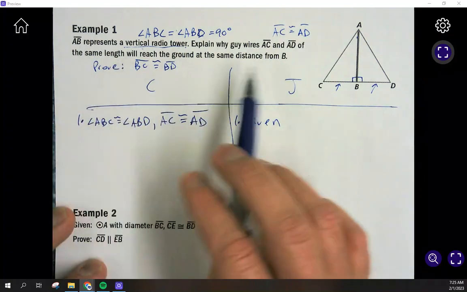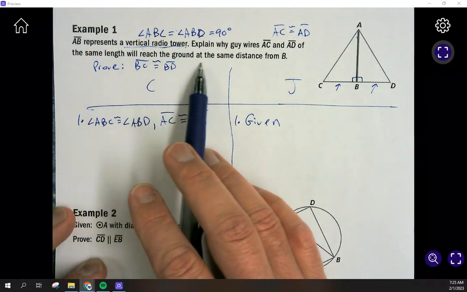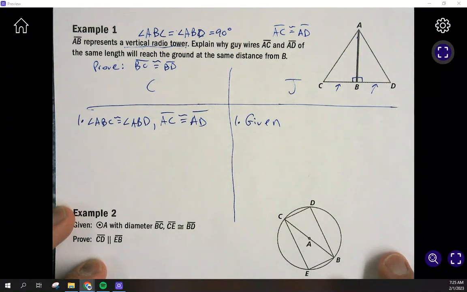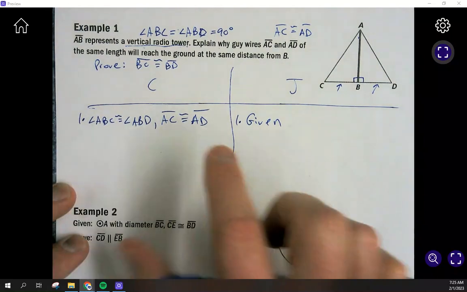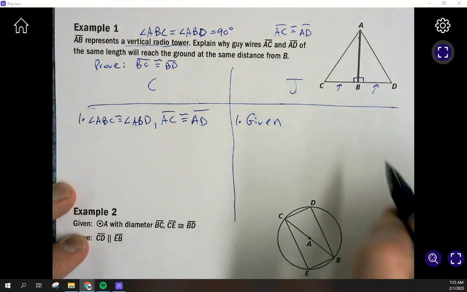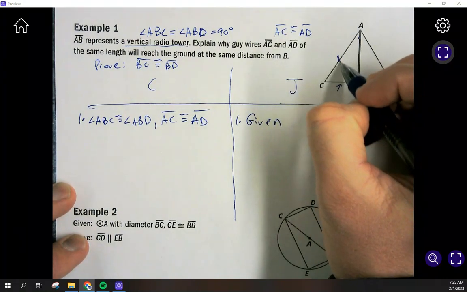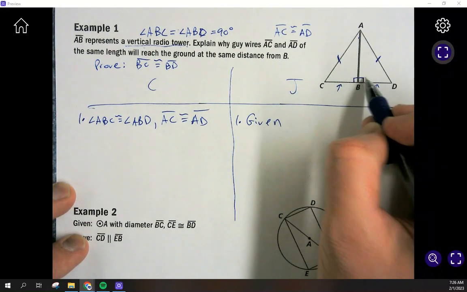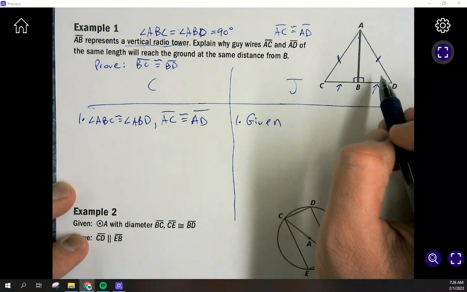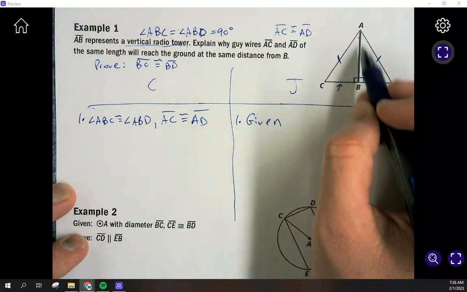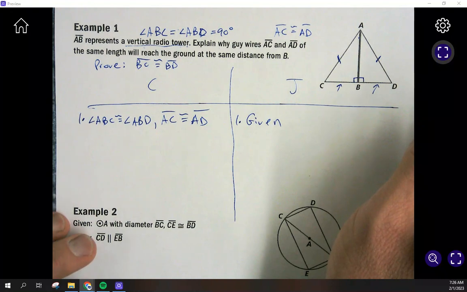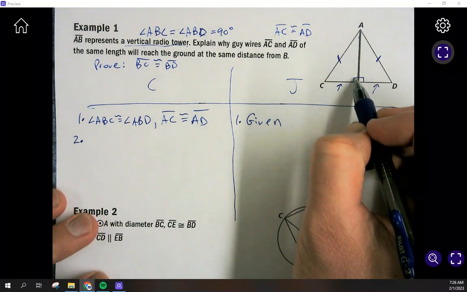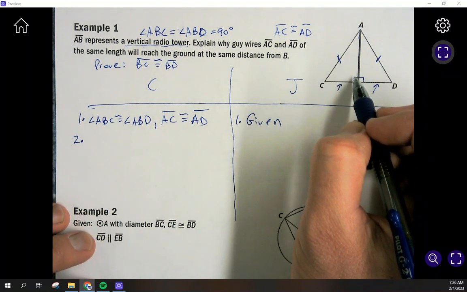Explain why these wires, which are the same length, so it's given to you that they're equal, will reach the ground at the same distance from B. So prove that those distances BC is congruent or equal to BD. So we've already got two pieces of information to prove that these triangles are congruent. Let's mark it in the picture. AC is equal to AD because they said the wires are the same length. Okay, and we have these 90-degree angles, which are going to be equal to each other because we know this is a vertical tower, which is always going to hit the ground at 90 degrees, right? It's not going to lean one way or the other by design. All right, so if we have a 90-degree angle, we have a right triangle, so all we need is the hypotenuse and the leg.